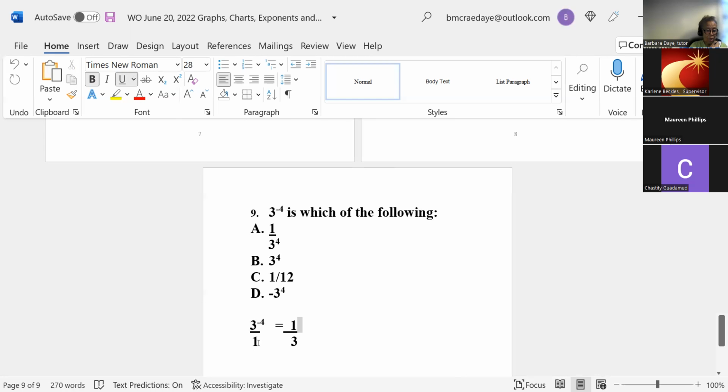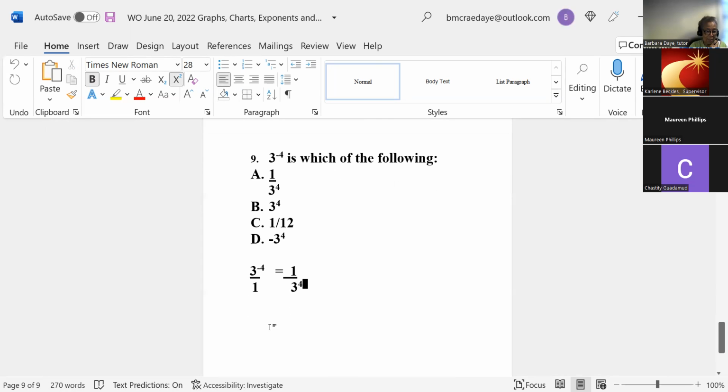Okay, Maureen. 3 to the minus 4 over 1, flip it. The 1 is now in the numerator, the 3 is in the denominator, but then you change the sign of the 4. So what does this become? A 4. That's it. Very good. 1 over 3 to the positive 4. So what's the answer? That's right. The answer is A. Remember the chairs? Okay.